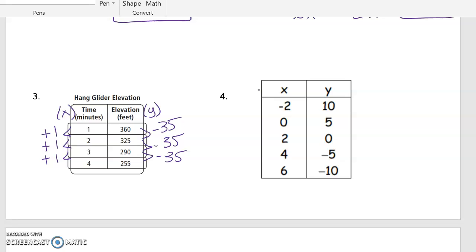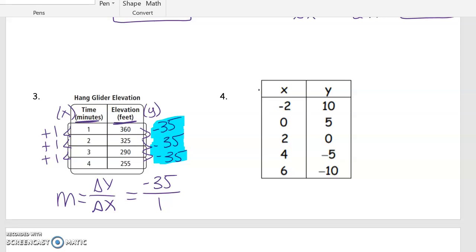All right, so now if I want to express this as a fraction, I put my change in y over my change in x. Now, the negative here matters, okay? I'm going down 35 every time, so I want to include that in my rate of change. It's minus 35 over positive 1. All right, so now my fraction is simplified, and I just want to make sure that I include my variables that I'm given. So my y value was elevation, so it's minus 35 feet for every 1 minute. All right, and that's my final answer.